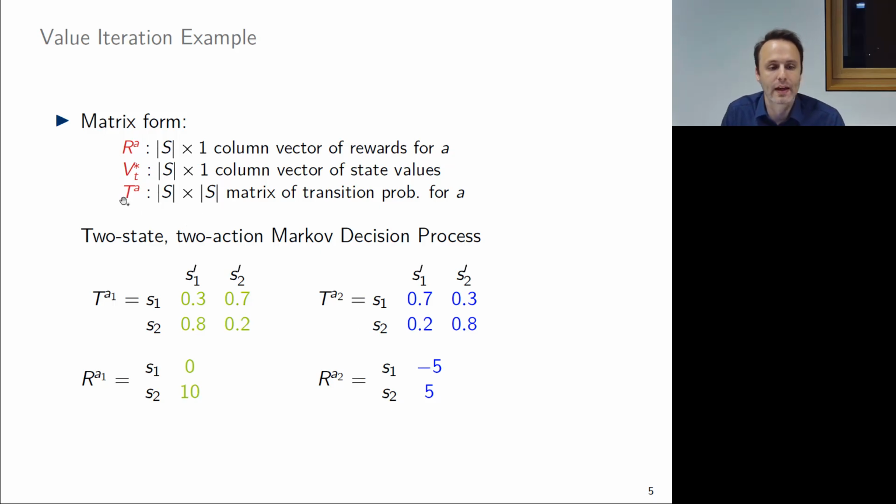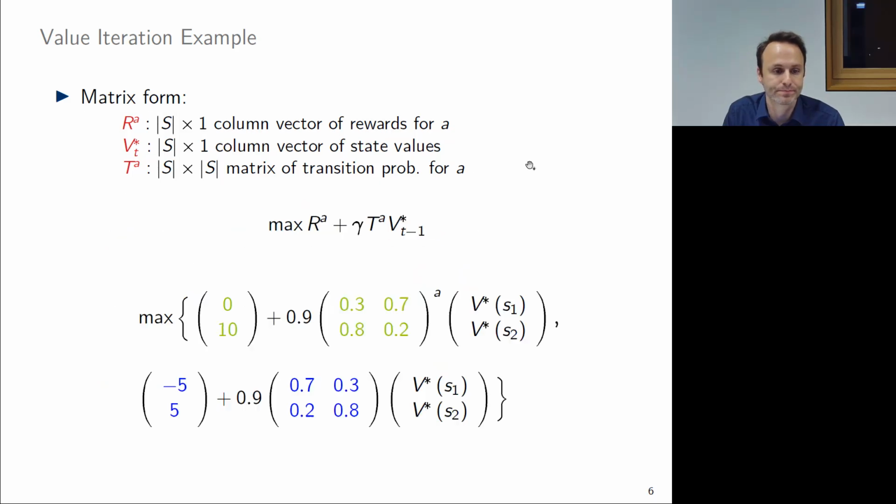Now also we have an S times S transition matrix for each of the actions. So for action 1, this is the green one here, and for action 2 it's gonna be the blue one. Then we also have a column vector, S times 1, for the state values.